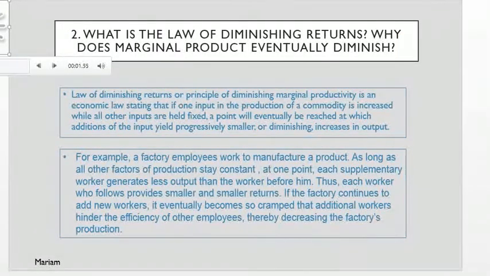Hello everyone, my name is Mariam and I'm going to present to you question number 2. The question states: what is the law of diminishing returns? Why does marginal product eventually diminish?